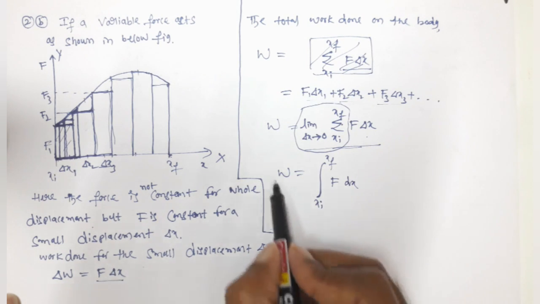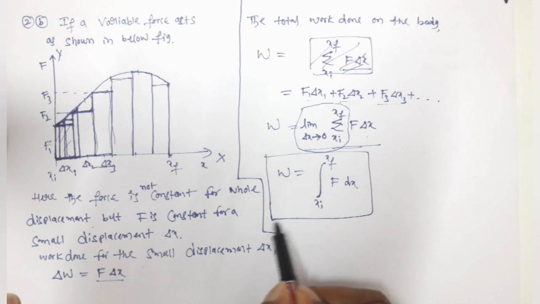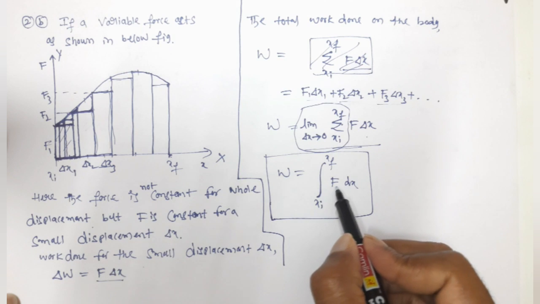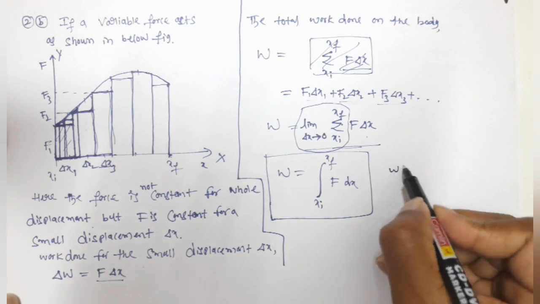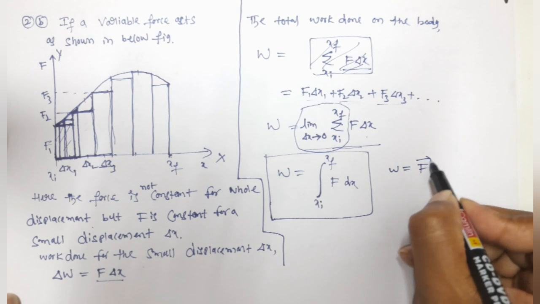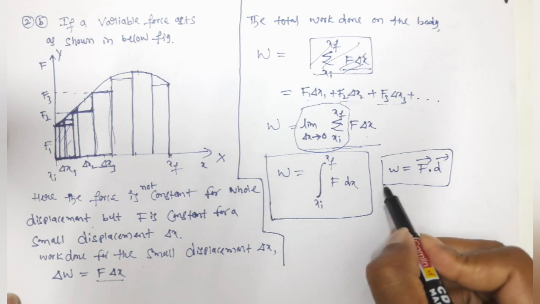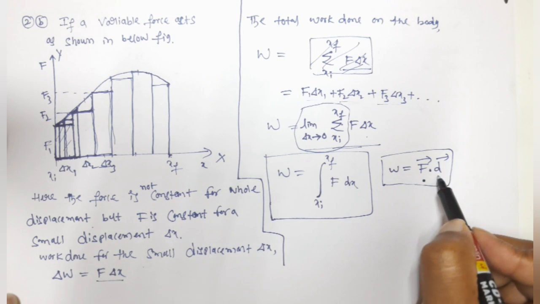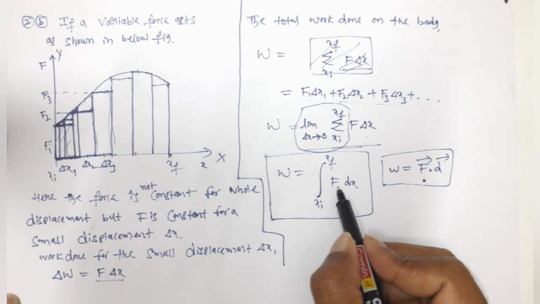So whenever a variable force acts, we use this formula: W is equal to integral f dx. Remember, we also have this formula. This formula is applicable whenever the force is constant over the displacement. But if the force is not constant over the displacement, we are supposed to do integration like this.